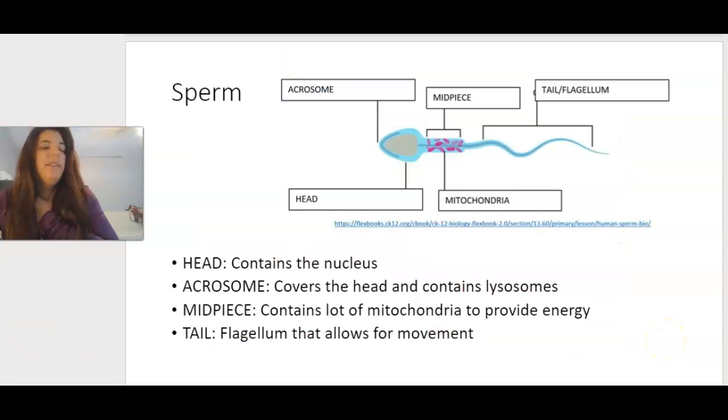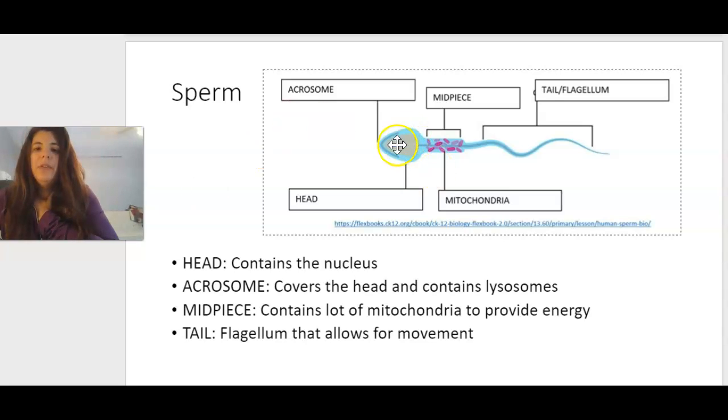Looking specifically at the structure of the sperm, so here's a sperm. It's divided into a head, a midpiece, and a tail. The head contains the nucleus of this cell. It is a cell. And then the acrosome is the very front part, and that's going to contain lysosomes to help the sperm make its way to where it needs to go.